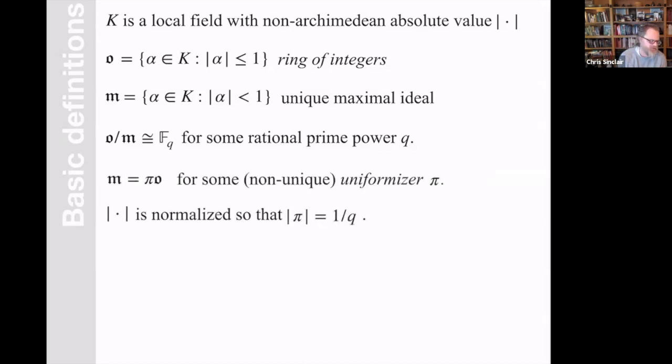It will turn out to be slightly useful a little bit later that you can always write that maximal ideal as a principal ideal. So you can find an element pi, which generates that maximal ideal. In the situation where you're in Q_p, then pi is just equal to p, the prime itself. And we will normalize our absolute value so that the absolute value of the uniformizer is equal to 1 over q. This is just all standard.